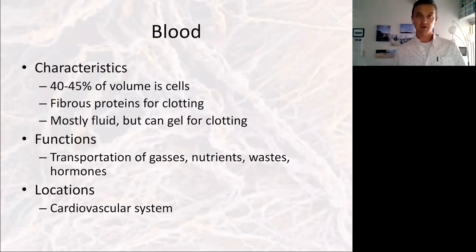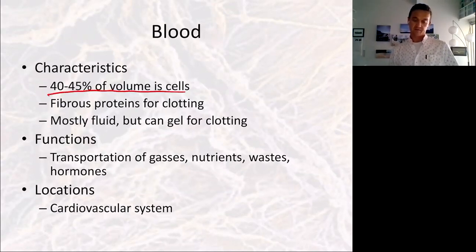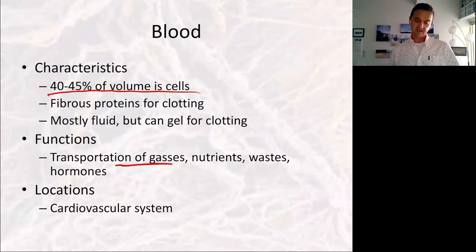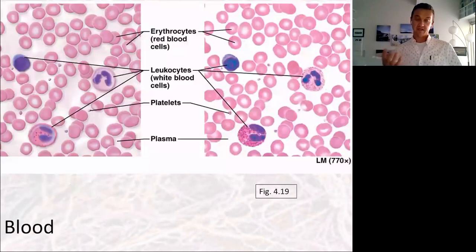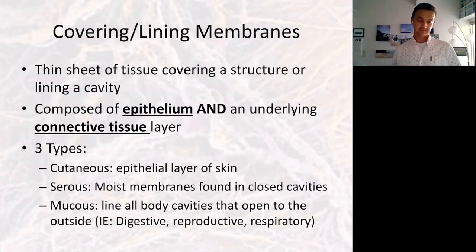Okay, and then lastly, blood. Blood, its characteristics are about half of its volume is cells. There are some fibrous proteins throughout. It's moving, which is different than the other tissues, right? But it is mostly fluid, but it can turn into a jelly-like substance when it needs to clot, right? So the functions, it transports gases, nutrients, wastes, and hormones. And so we find this obviously in the cardiovascular system. And that's what it looks like. Pretty simple to tell, blood.